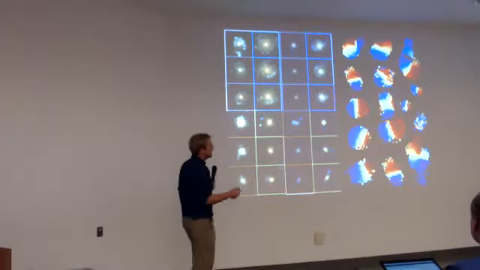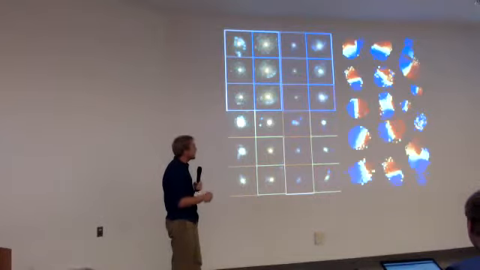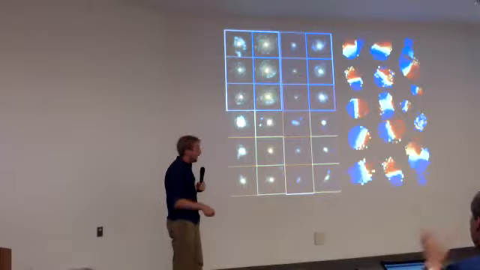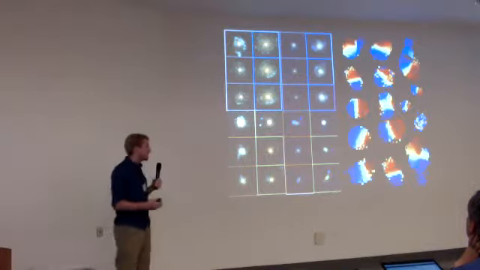So here's just what these maps look like. Here are the HST CANDELS-like images, and then here are kinematic maps for a KMOS survey.